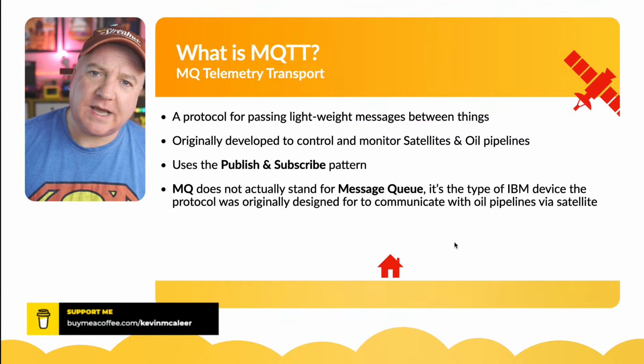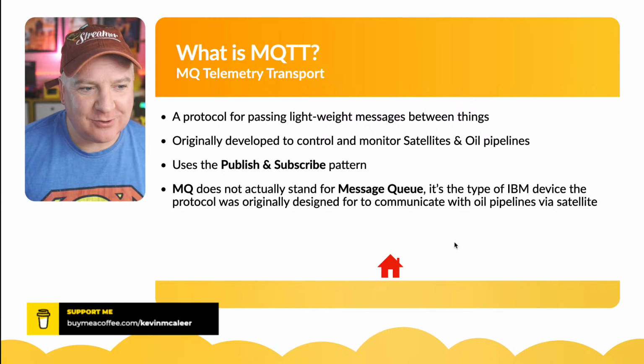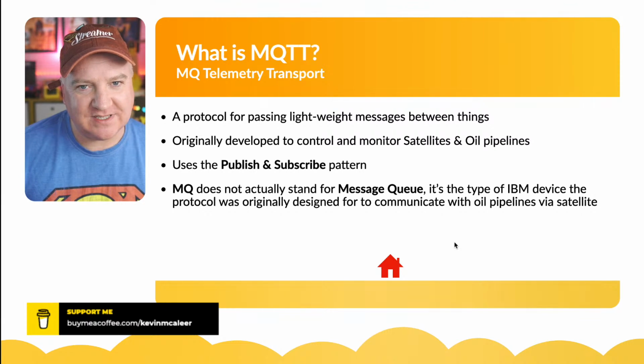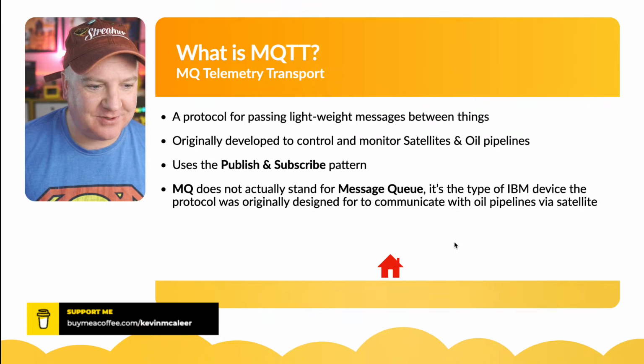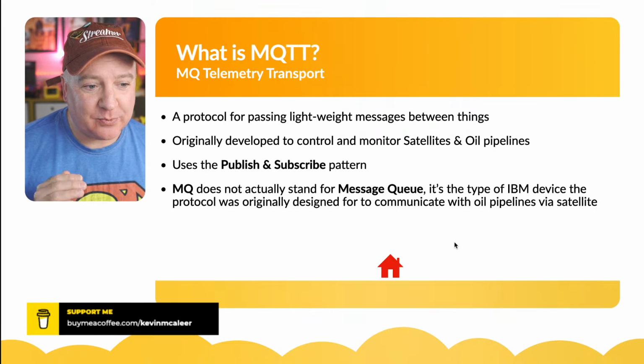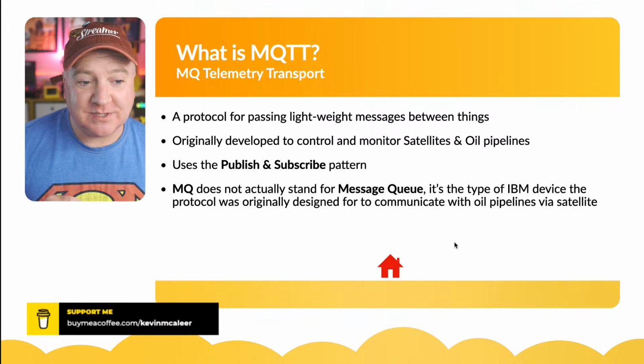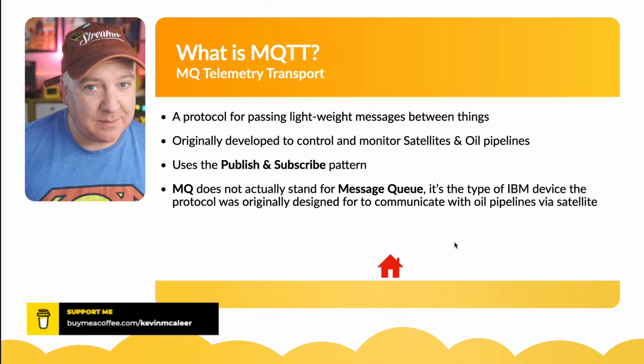So I wanted to have another look at MQTT. I actually gave you some bad information on this last time. I called it Message Queue Telemetry Transport. It's not message queue. That's a common misunderstanding, and I had that misunderstanding too. So what is MQTT? It's a protocol for passing lightweight messages between things. Originally developed to control and monitor satellites and oil pipelines.